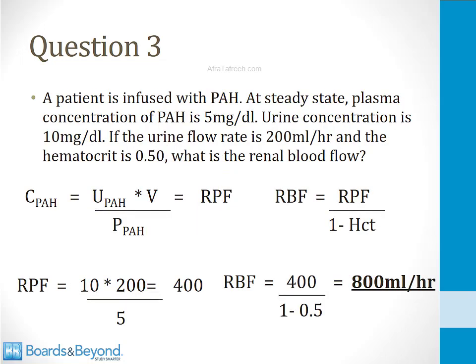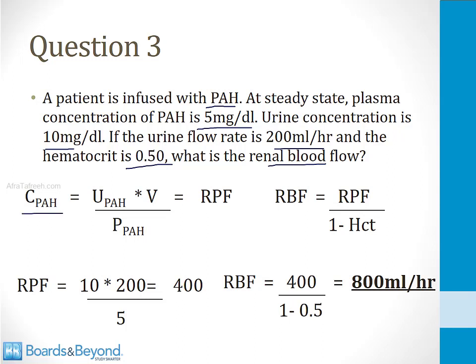Question 3, a patient is infused with PAH. At steady state, plasma concentration is 5 and urine concentration is 10. If the urine flow rate is 200 milliliters per hour and the hematocrit is 50, what is the renal blood flow? There's a lot of numbers here, but if we just use the basic equations we talked about in this video, this problem is very easy to solve.